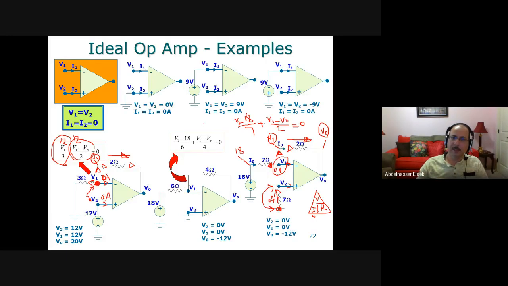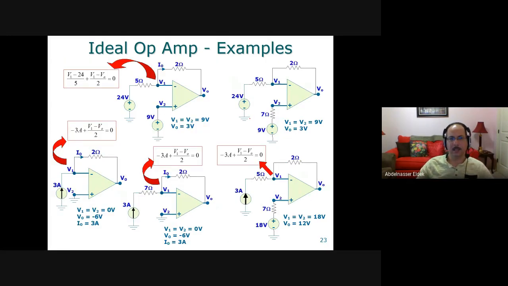Let us look at the next example. So here, for example, V1 and V2 are the same. Again, this one is 0. This one is 0. You don't have current. This one is 0 ampere. Same for this one. And V1 and V2 are the same. V1 equal V2. V2 equal 9 volt. So this one will be 9 volt. Both of them will be 9 volt.